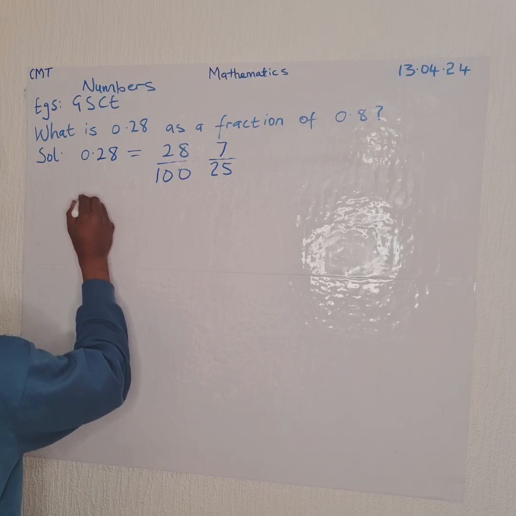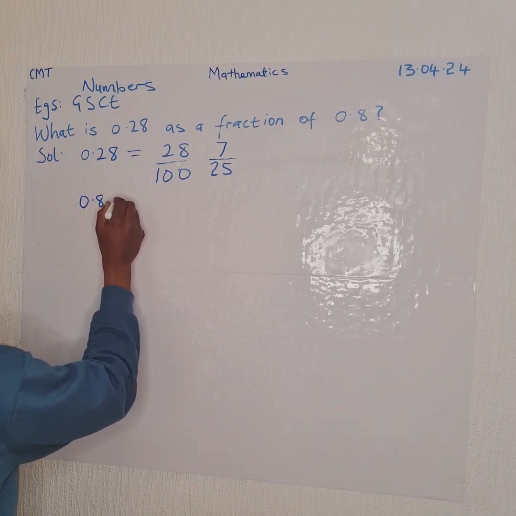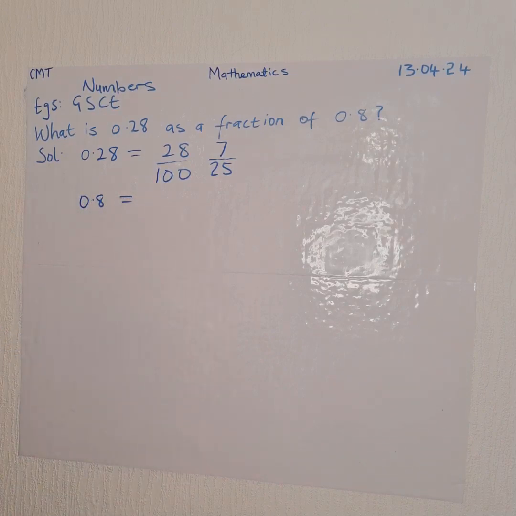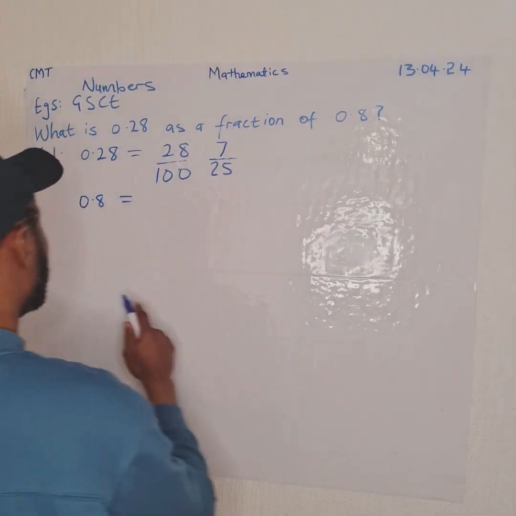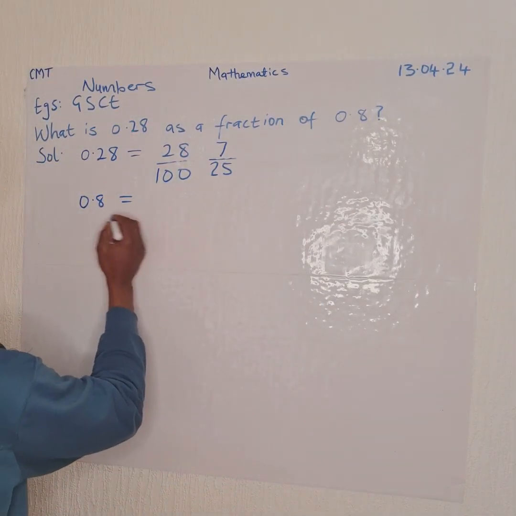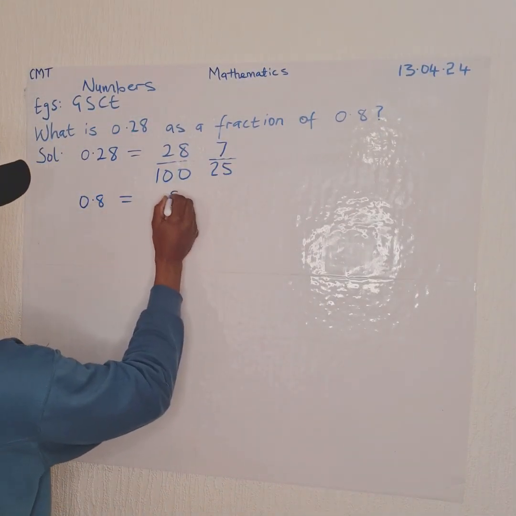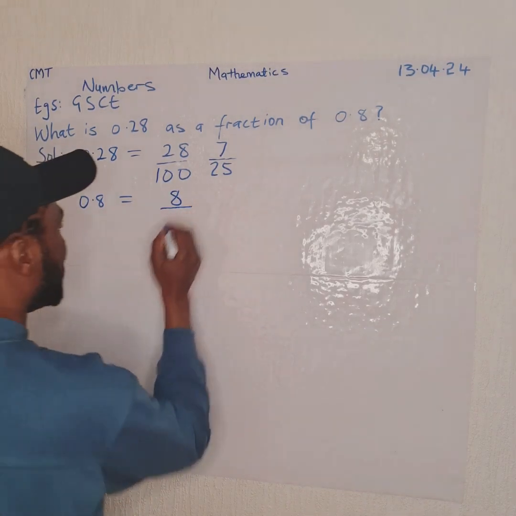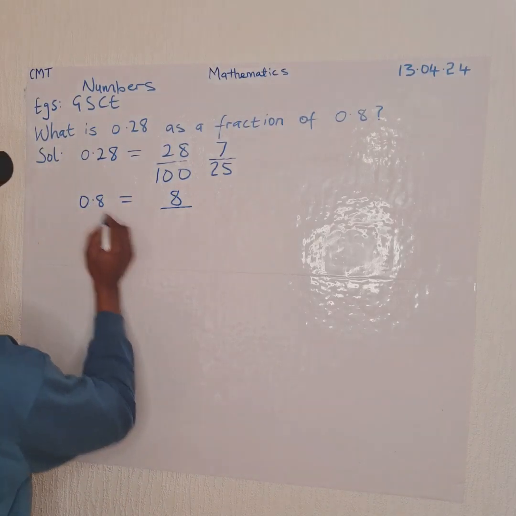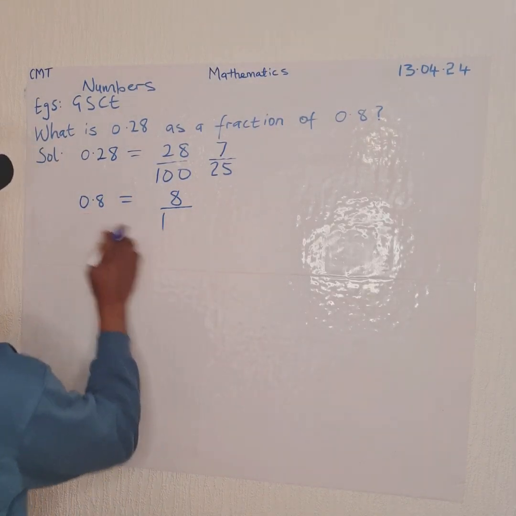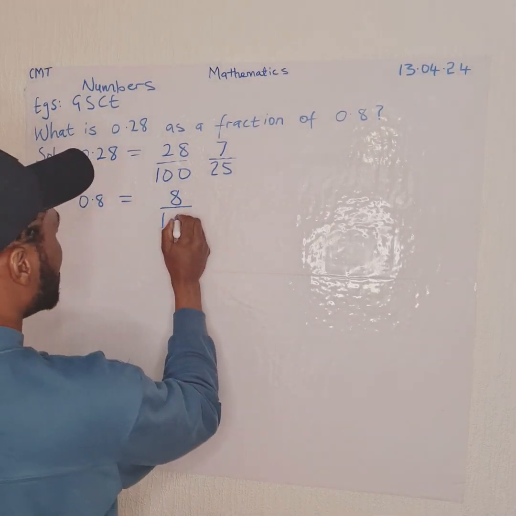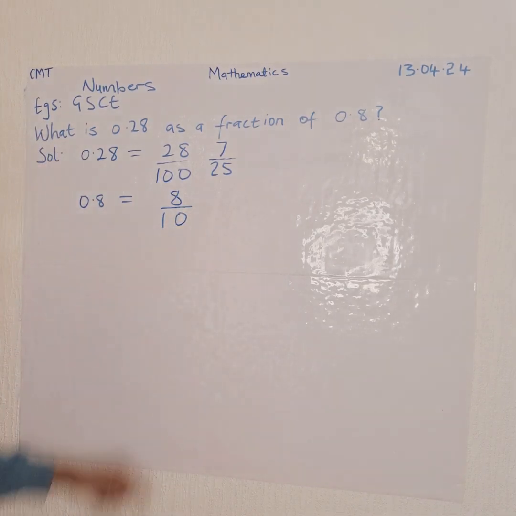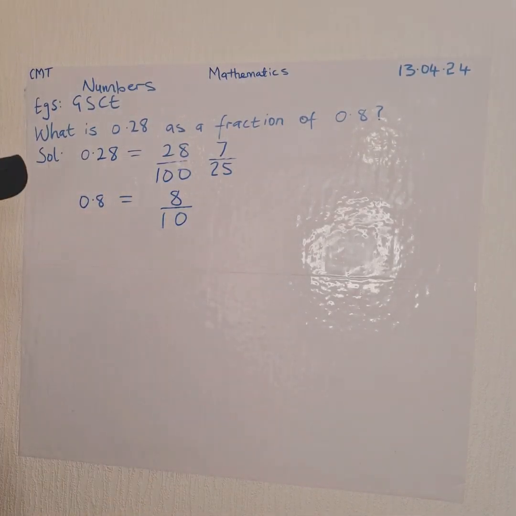Again, 0.8 as a fraction. This is 0.8. As before, we pick the integers and we have only 8. We put a fraction or division sign. This decimal point is replaced with 1. The rest of the numbers are replaced with 0. So we got 8 over 10.